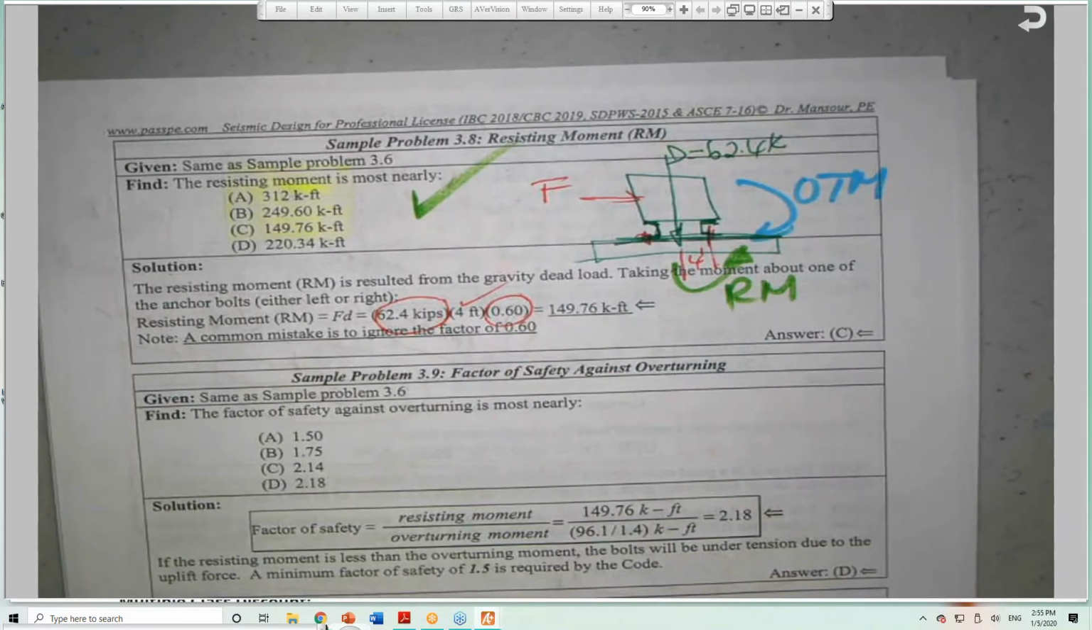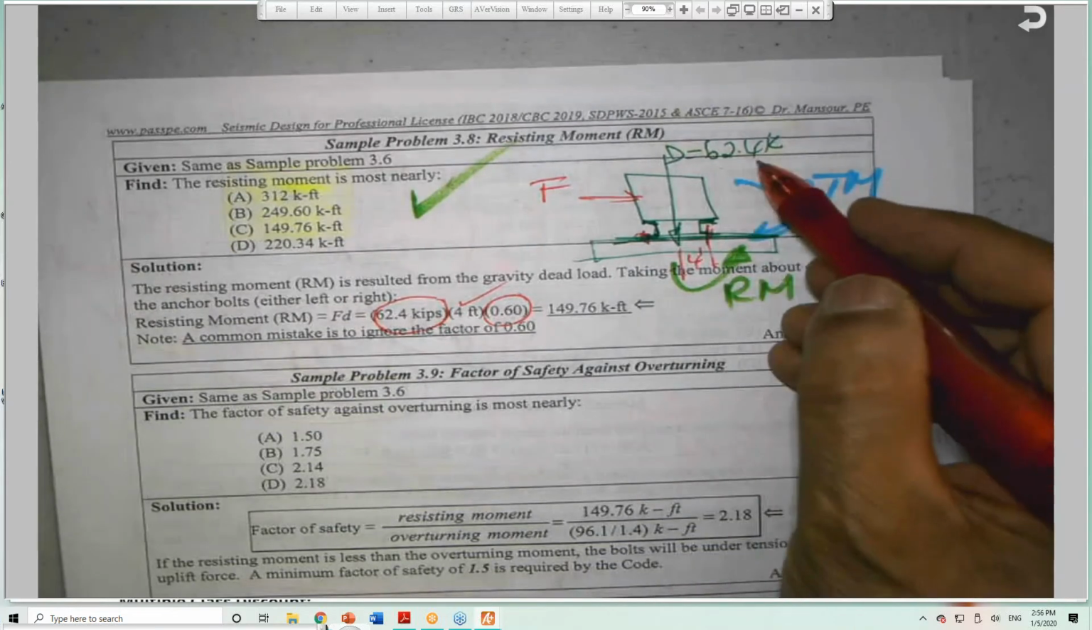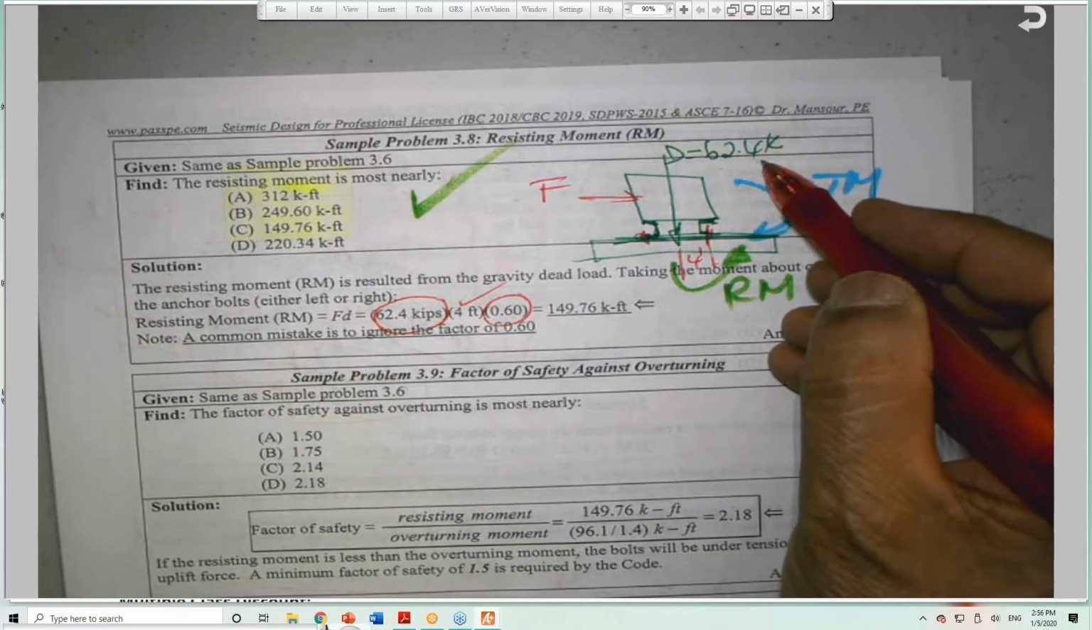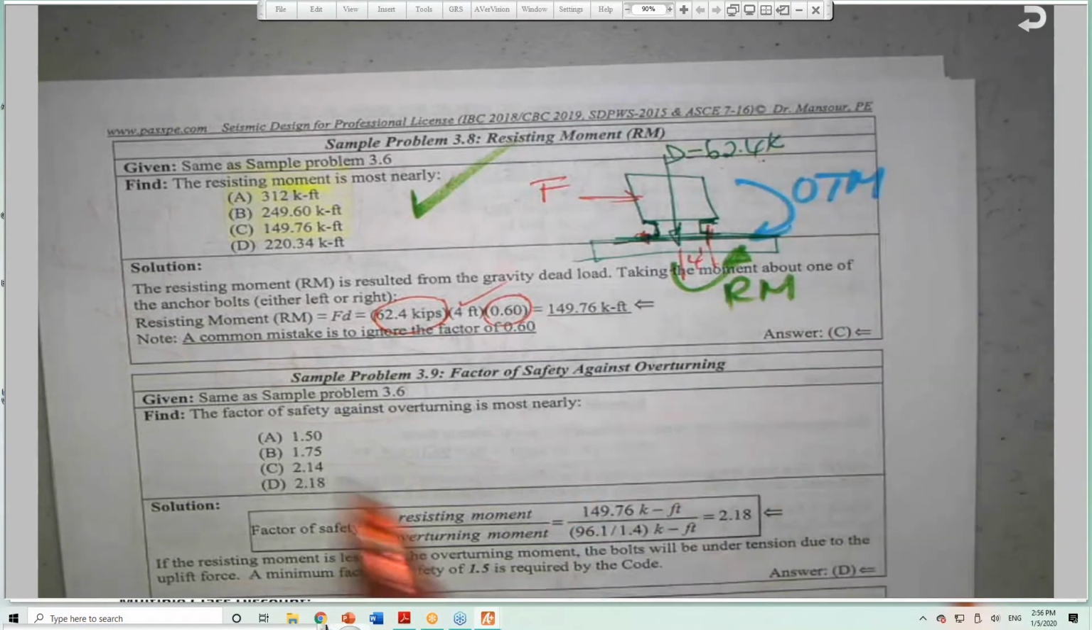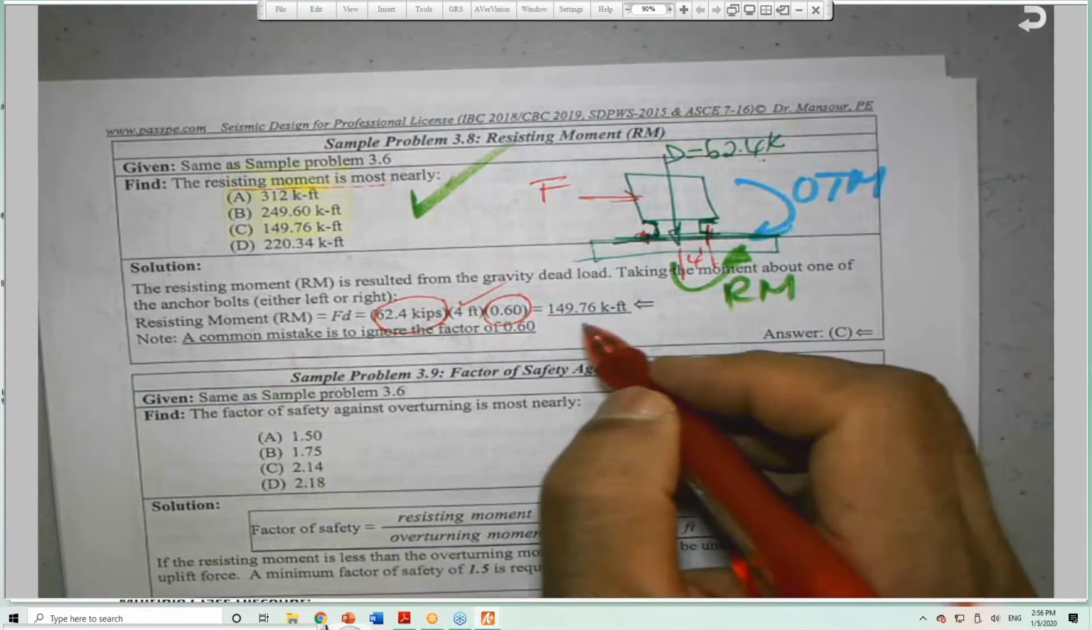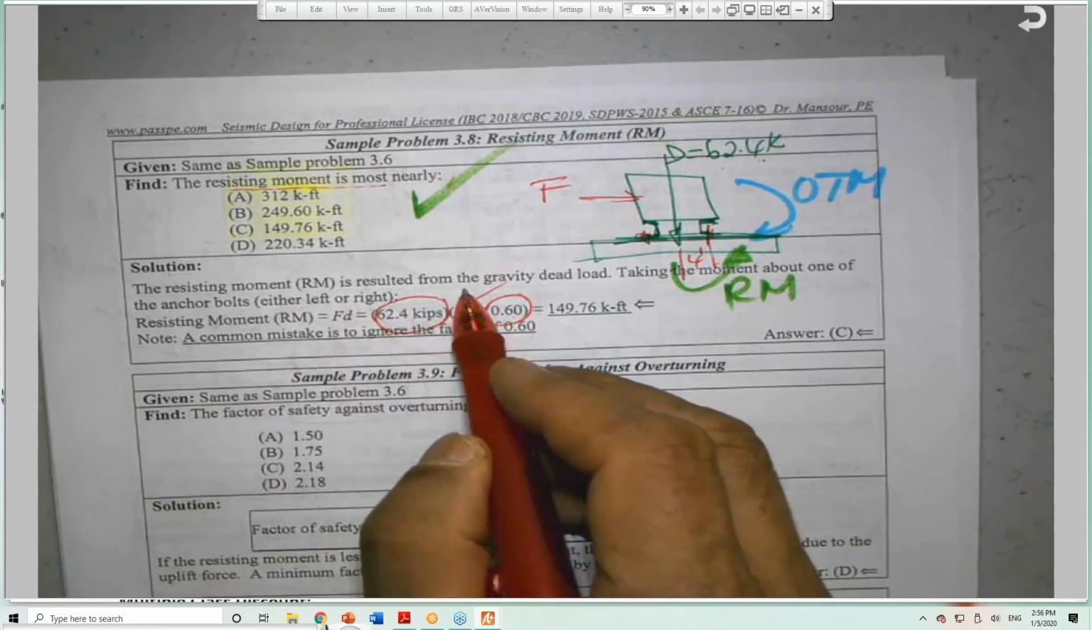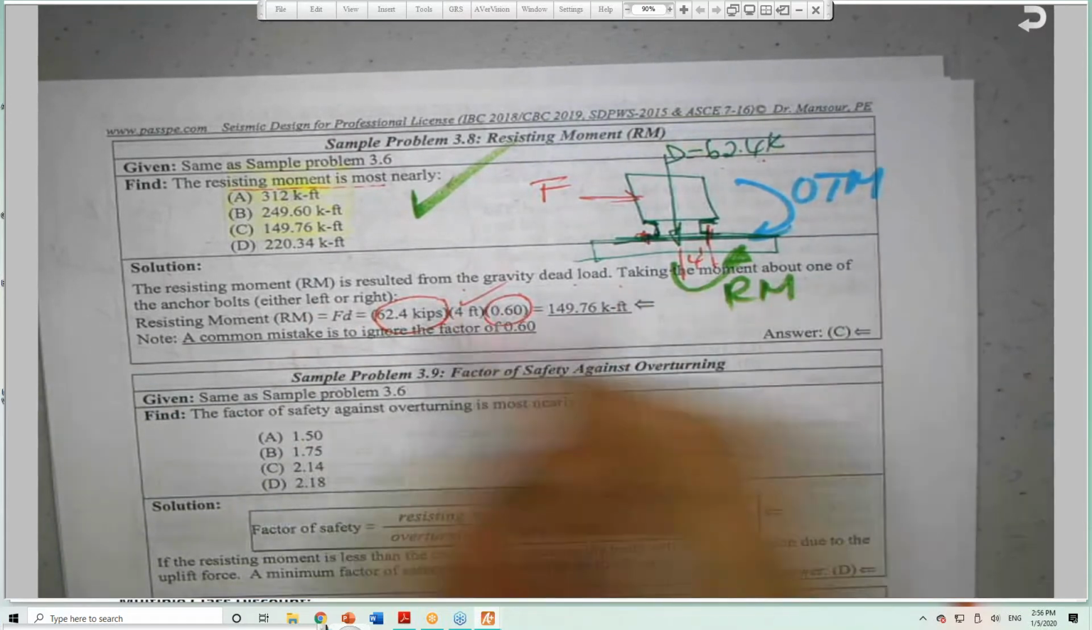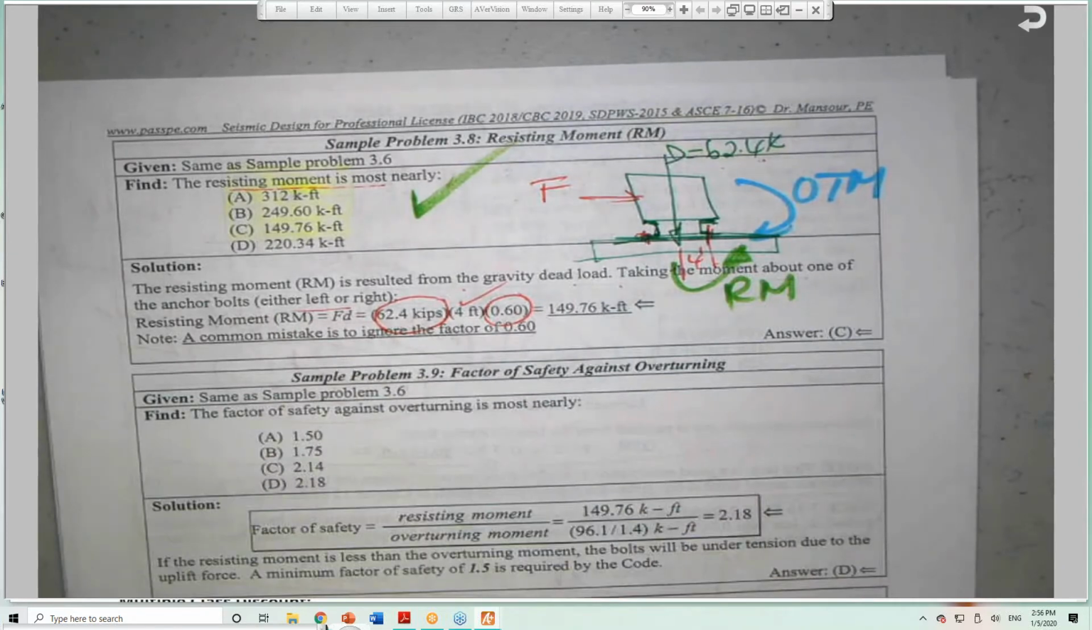Do you remember the load combinations? We use 60% and 90%. It depends on the method of the analysis. Okay. This 62.4, is this a dead load or a live load? Dead load. Okay. So right now, the resisting moment resulting from the gravity, taking the moment either right or left, will give us the answer.